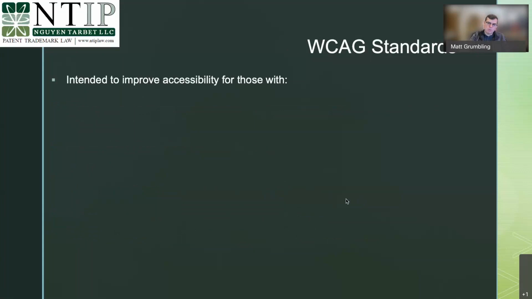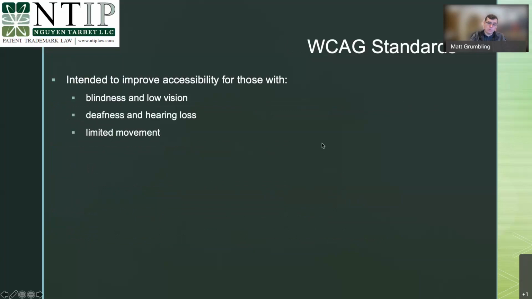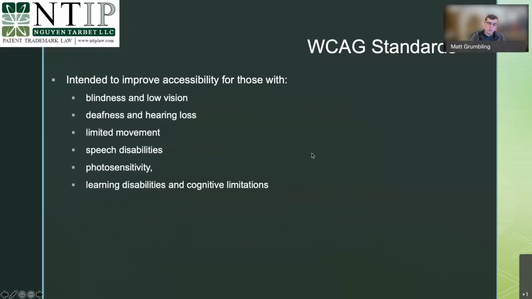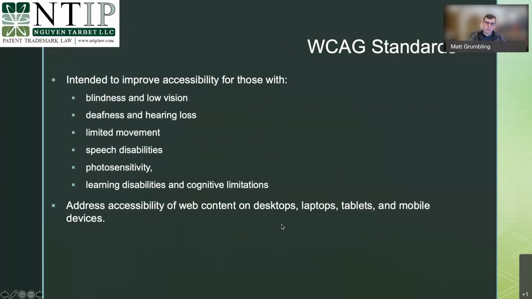So the guidelines are supposed to improve accessibility for those with blindness and low vision, deafness and hearing loss, limited movement, speech disabilities, photosensitivity, learning disabilities, and cognitive limitations. That's an awful lot of provisions there, and it's also supposed to be generalizable to desktops, laptops, tablets, and mobile devices.